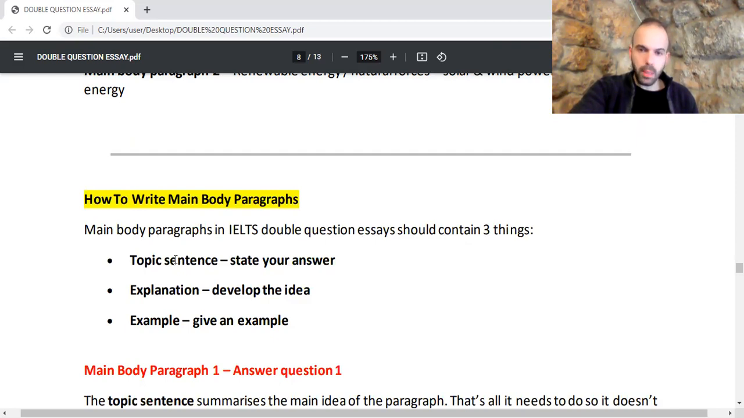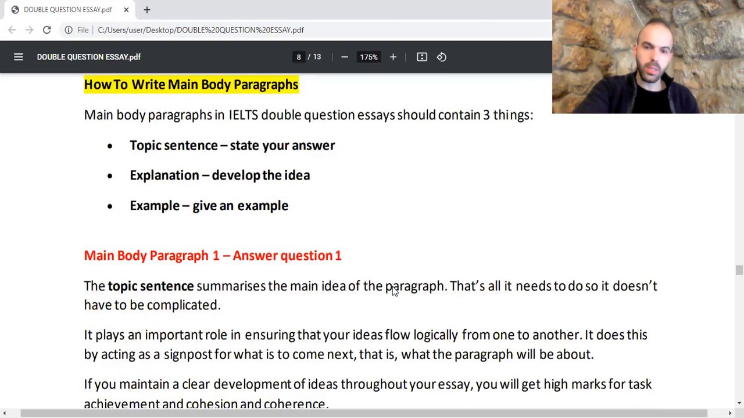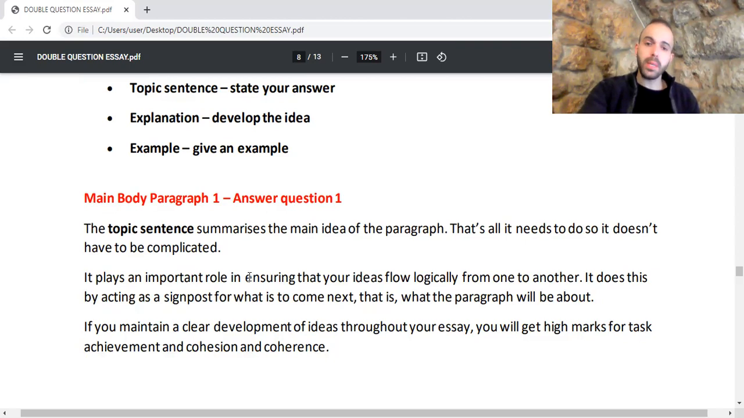So how to write main body paragraphs? As I told you, main body paragraphs in IELTS double question essays should contain three things. Topic sentence, where you state your answer for the first question, you explain by developing the idea, and then you give an example, and that's the example sentence. So in main body paragraph one, which answers question one, the topic sentence summarizes the main idea of the paragraph. That's all it needs to do.